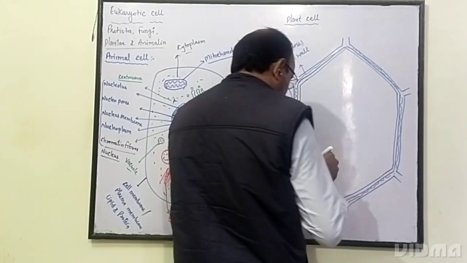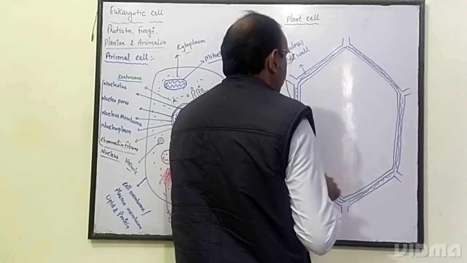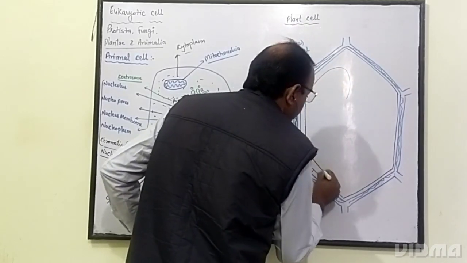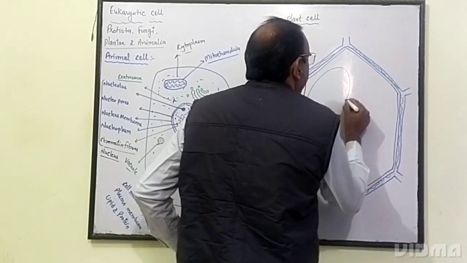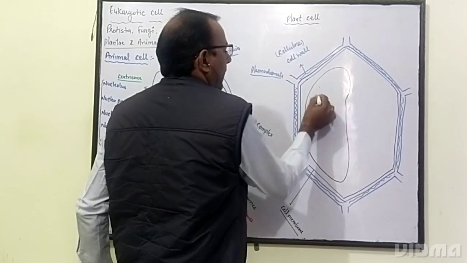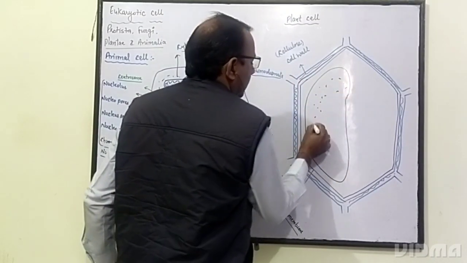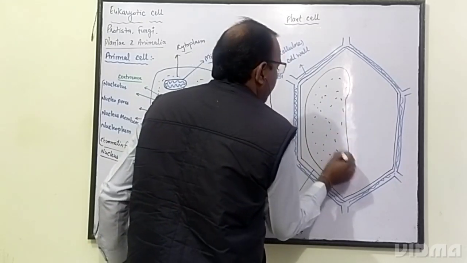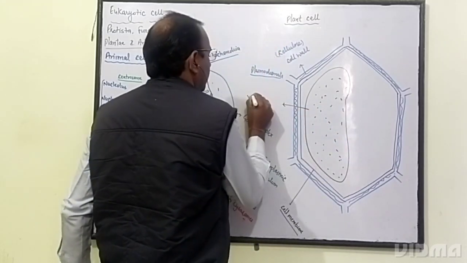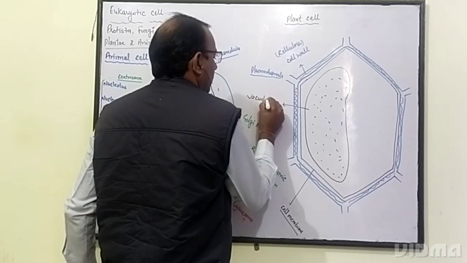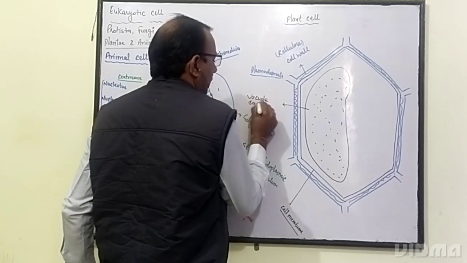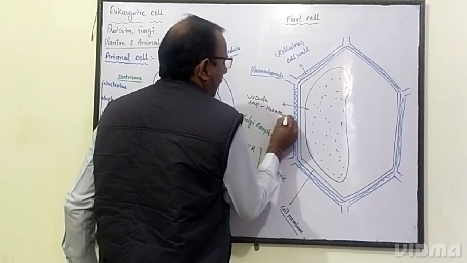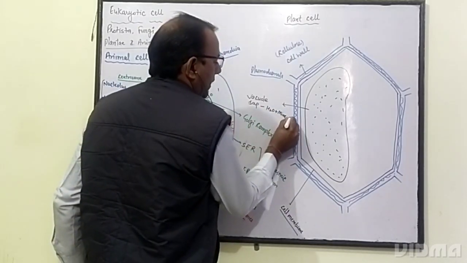So this is the vacuole. It contains more area. The vacuole is known as cell sap because it contains water and minerals. Vacuoles. The vacuole is called cell sap because it contains water and minerals. So it is called vacuolar sap.